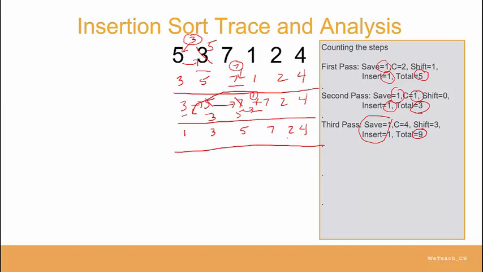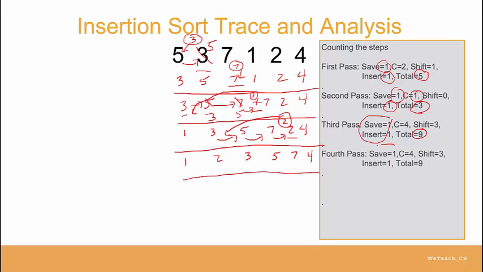Now we'll find the best place for the 2. We save a copy of the 2. The 7 shifts over, the 5 shifts over, the 3 shifts over, but that's not a better place for the 2, so that's where it's going to go. So we have 1, 2, 3, 5, 7, and 4. And that's the end of that pass. Total cost, well, again, we have the initial save and final insert. We had 4 comparisons, 3 shifts, for a total again of 9.